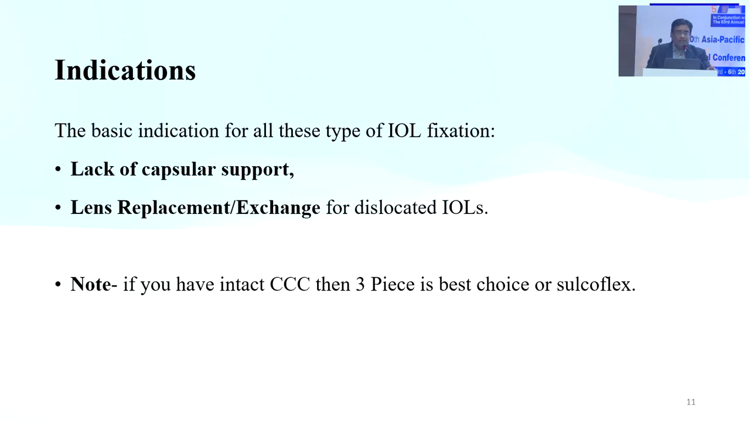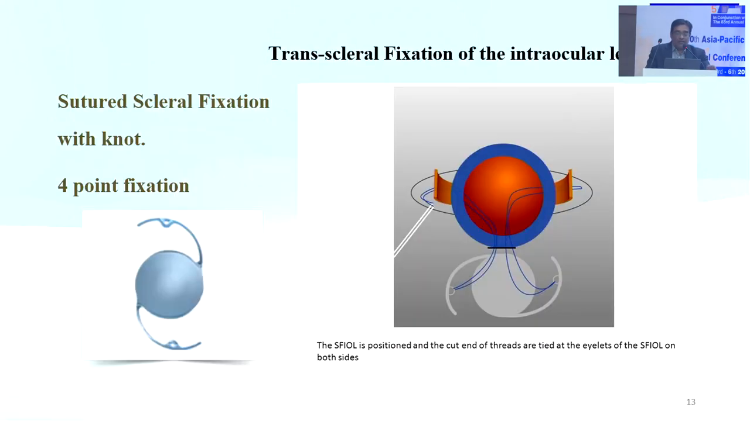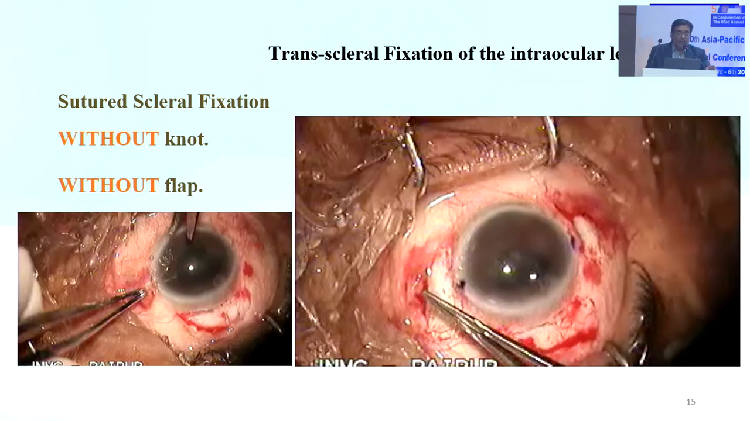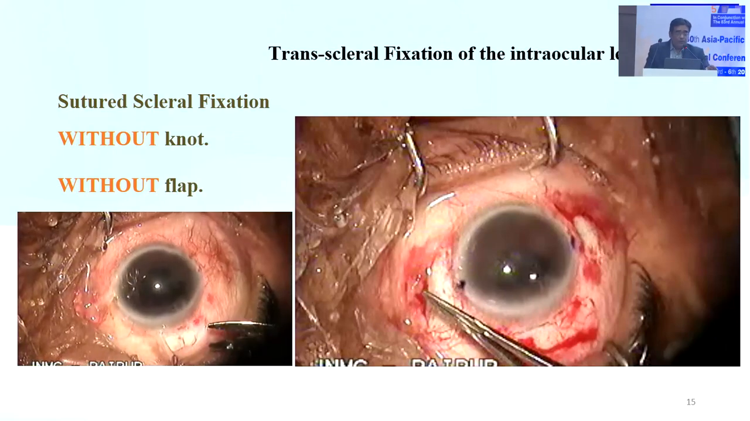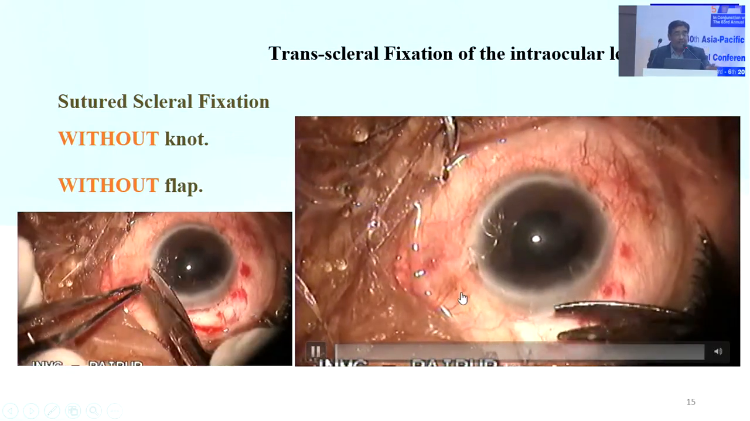The indications for the types of IOL: lack of capsular support, lens replacement or exchange, or dislocated lens, you need a scleral fixated IOL or a retrofixated IOL. But if you have a good CCC, you can place a 3-piece IOL or Sulcoflex IOL. These are photographs of retrofixed IOLs. For scleral fixation, you can do 4-point fixation or single 1-point fixation. Here you can do 1-point fixation without any knot and without any scleral flap.